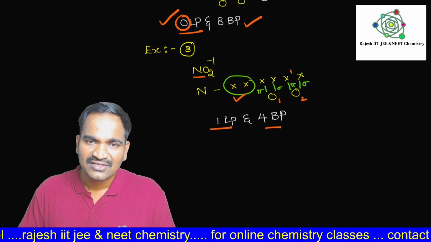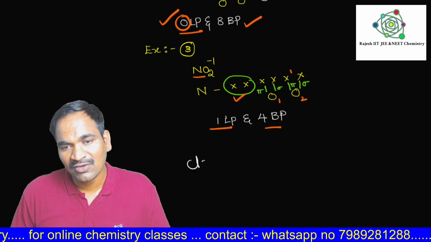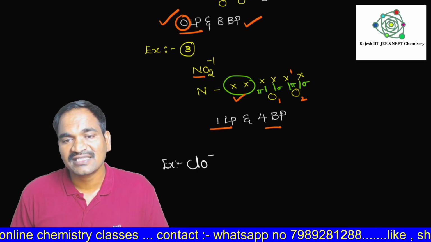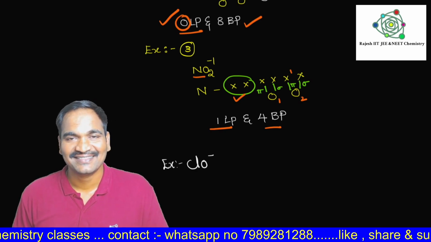Have you got it? So next you can answer this question. ClO minus: the number of lone pairs and bond pairs present in this ion. Have you got it?